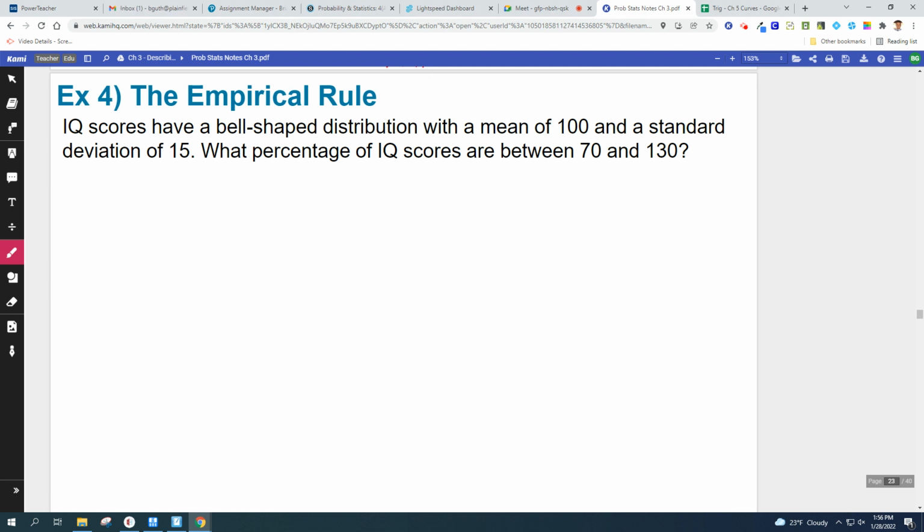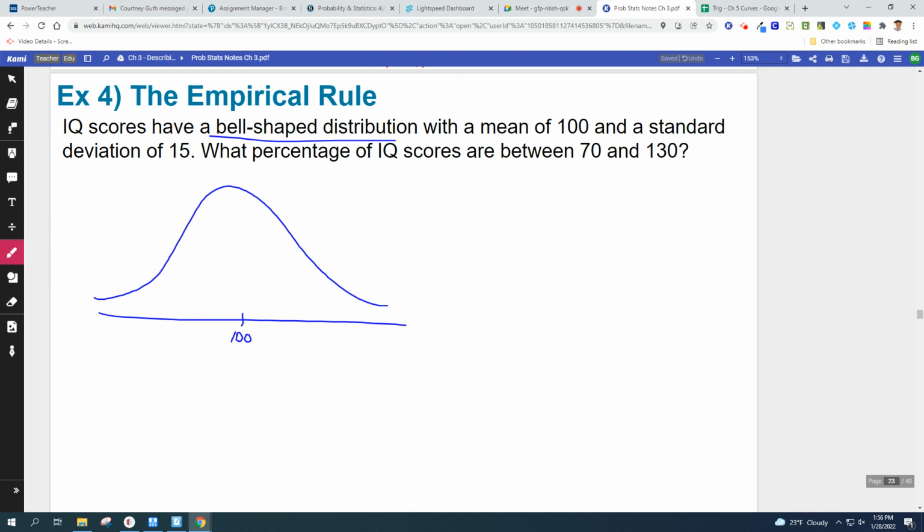IQ scores have a bell-shaped distribution with a mean of 100 and a standard deviation of 15. What percentage of IQ scores are between 70 and 130? I think that question looks tough at first, but it says it's bell-shaped distribution, so we can draw this picture. I would start with a number line, and since it says there's a mean of 100, I'm going to put that in the middle. So I've got my bell-shaped distribution. 100 is right in the middle.